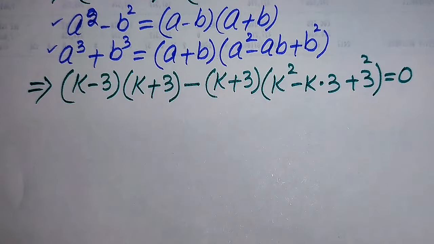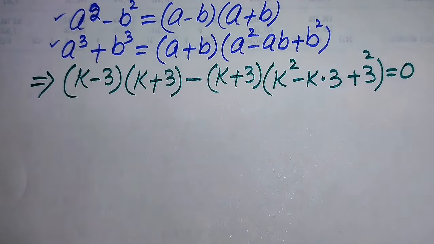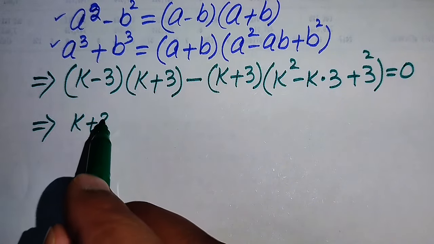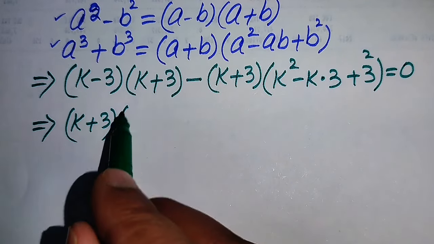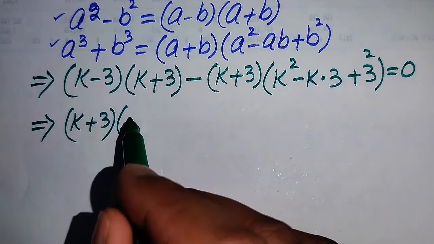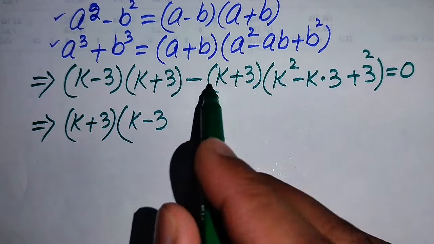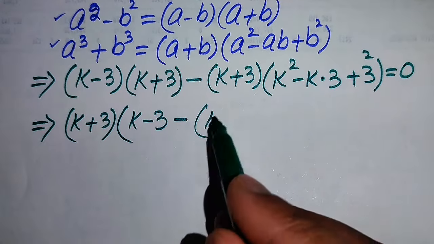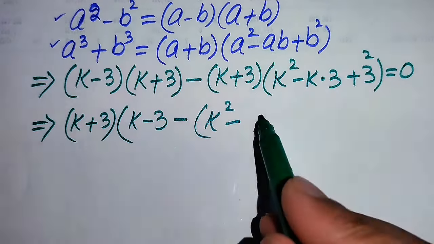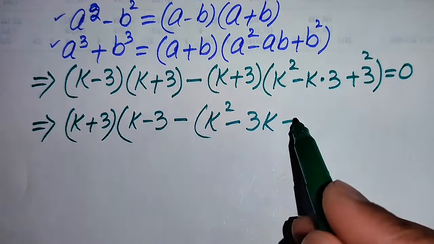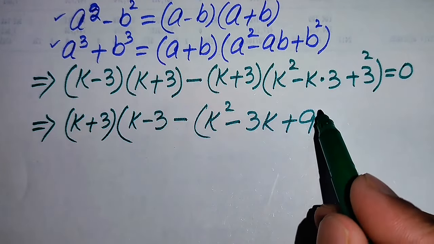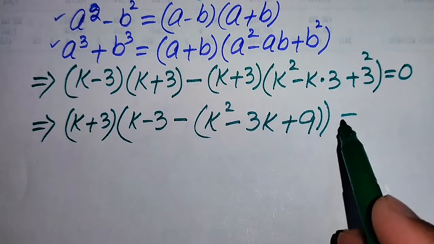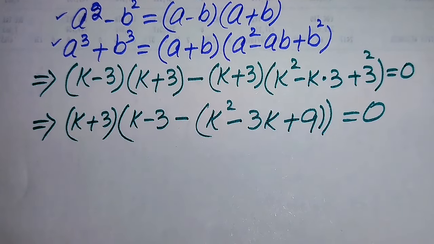And further in the next step, here we need to take common k plus 3, and when we take common k plus 3 from here, we get the remaining values, from here we get k minus 3, and minus, when you take common k plus 3 from here, we get the remaining values k square minus 3k plus 3 square becomes 9, and this whole equation is equal to 0.